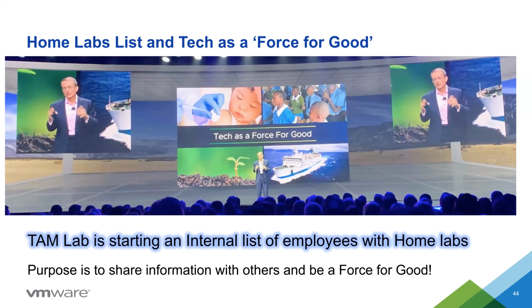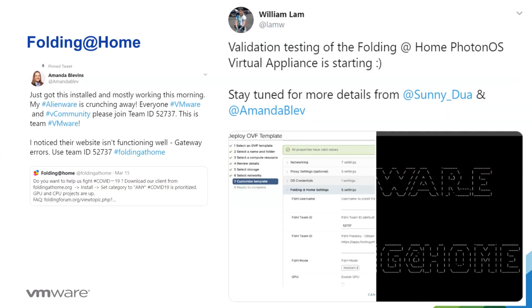Why? Well, not only do we share information like we're doing today, but it's also about being a force for good. If you've been reading Twitter most recently, one of the things trending right now is Amanda, William, and many others. There are too many to mention here. These are just two to get started. They're doing a project with Folding at Home, and what they're doing is using it to help battle the coronavirus. So, using your laptop, your PC, your home lab, right?